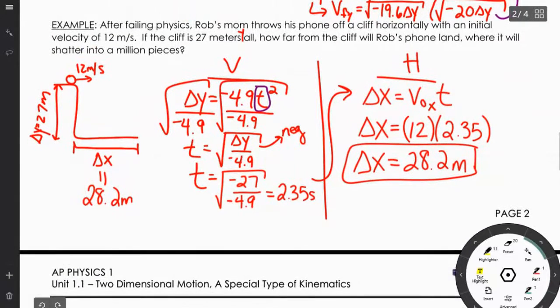All right, so in the next one, we're going to look specifically at when we launch him up at an angle, and then we'll look at an example problem for that.